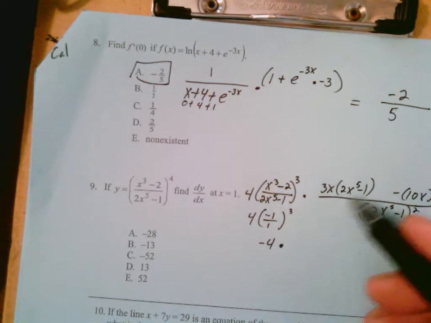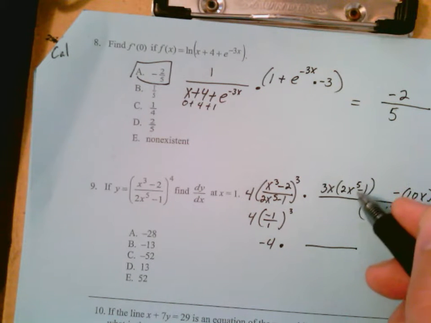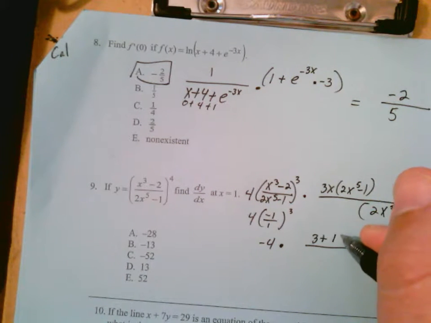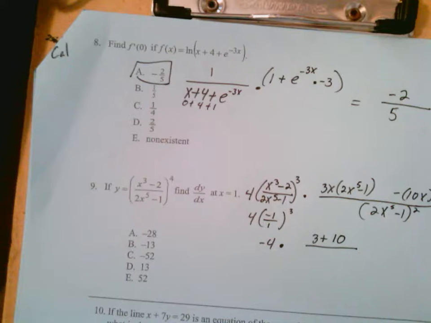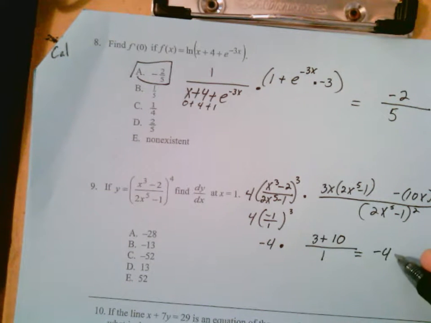And I'm going to put 1 in for all of this. 3 times 1 is 3. 2 times 1 is 2 minus 1 is 1, so this is 3 minus 10. 1 minus 2 is negative 1, so this turns into plus 10. And then the bottom, put 1 in, 2 minus 1 is 1. Negative 4 times 13, negative 52.